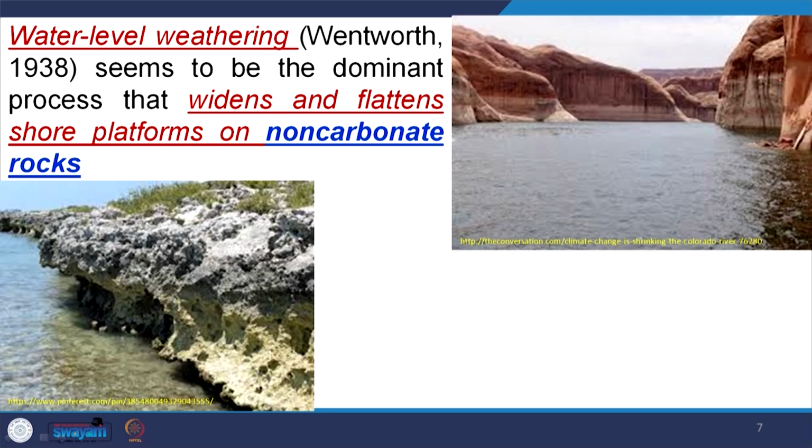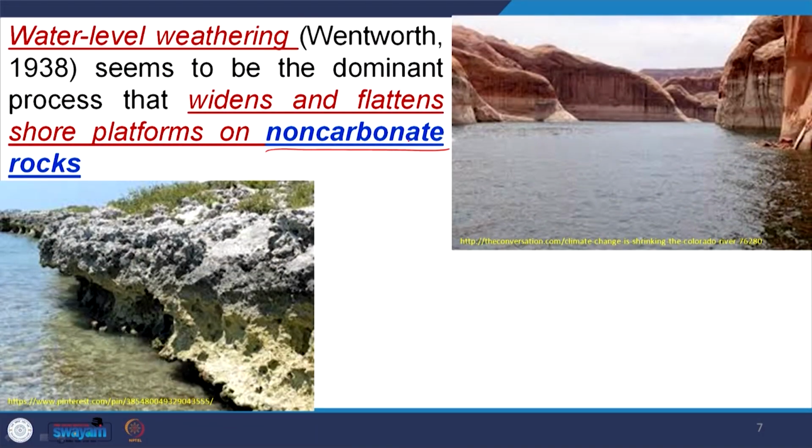Then another type of weathering is called water level weathering. This term was given by Wentworth in 1938. It seems to be the dominant process that widens and flattens shore platforms on non-carbonate rocks. Carbonate rocks are more prone to chemical weathering than mechanical weathering, but water level weathering is due to the action of water. So, this is mostly on non-carbonate rocks.